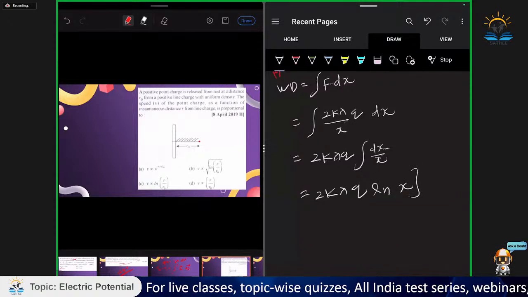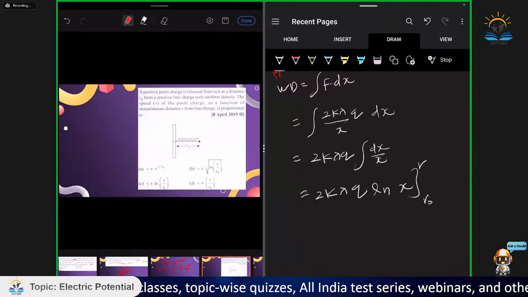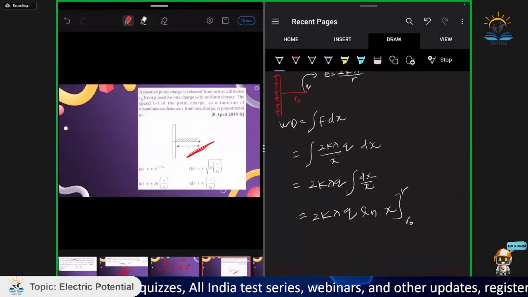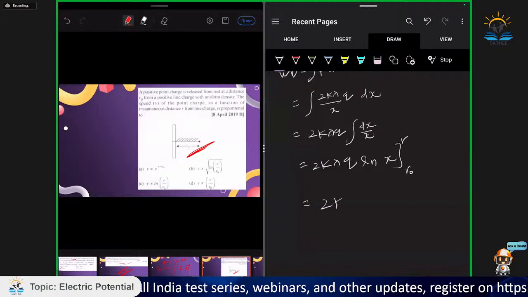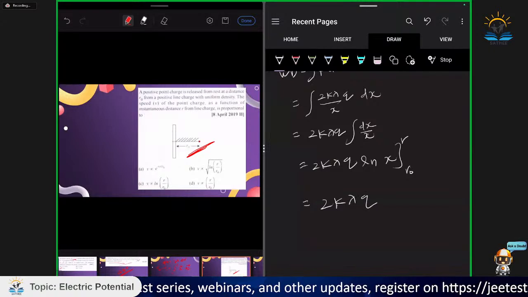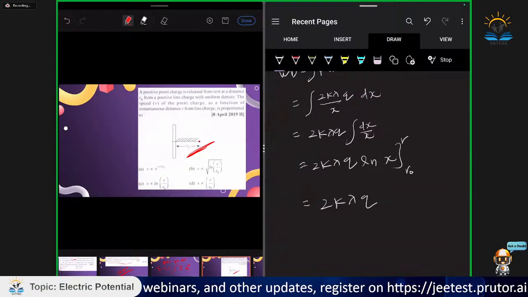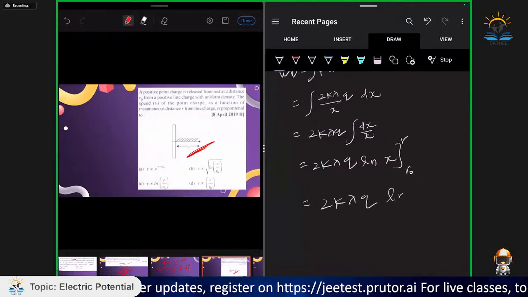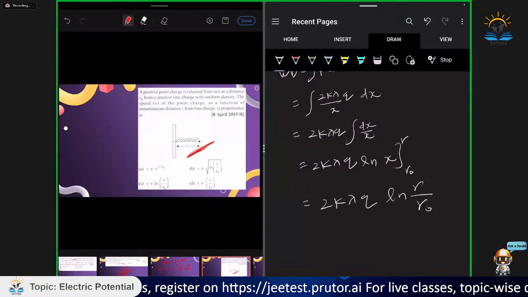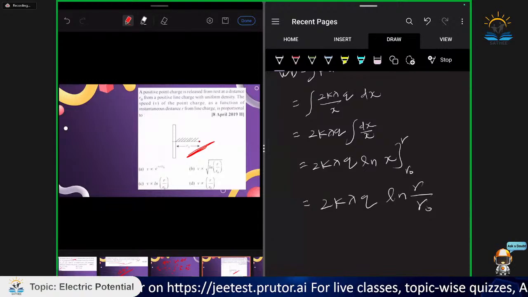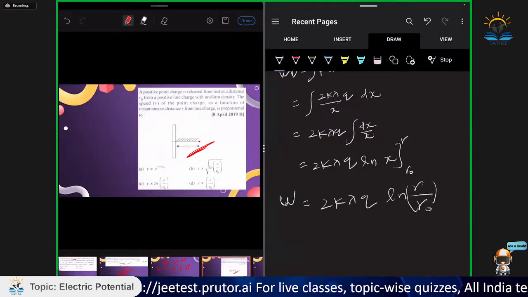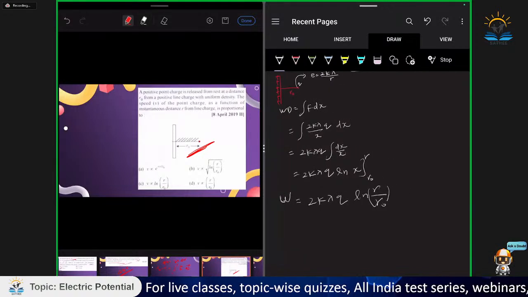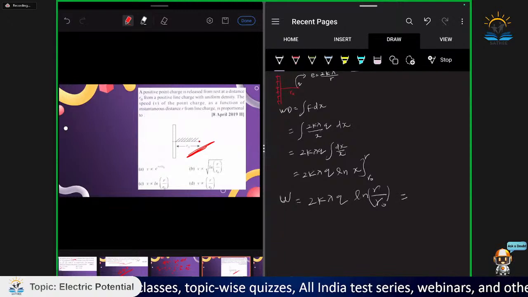R0 is the initial position and R is the final position. So finally 2k lambda Q, ln R minus ln R0. We can write ln R minus ln R0 as ln R by R0. So 2k lambda Q ln R by R0 will be the work done, and this will be equal to the change in kinetic energy.